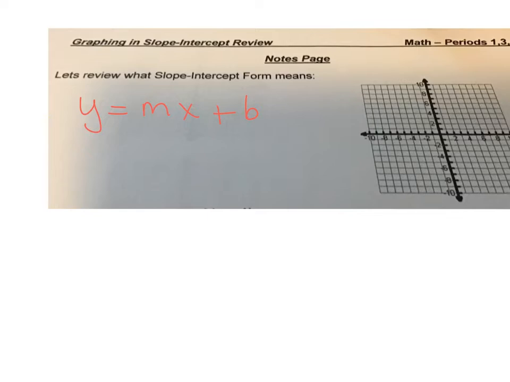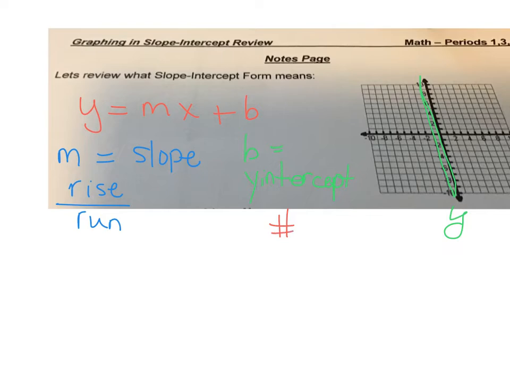Once it's in that form, what we will do is identify the m, which we should all know by now stands for slope, which stands for rise over run. And then we would identify the b, but the b is actually called the y-intercept. And the y-intercept is always on the y-axis, okay? And which one do we graph first? We always graph the y-intercept first. That was always called the starting point.